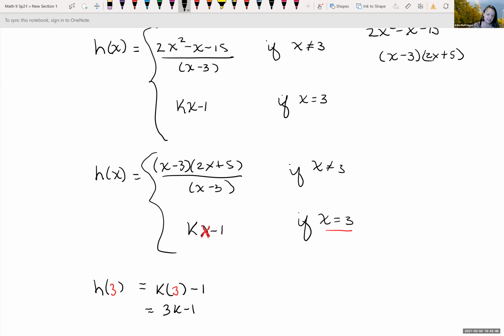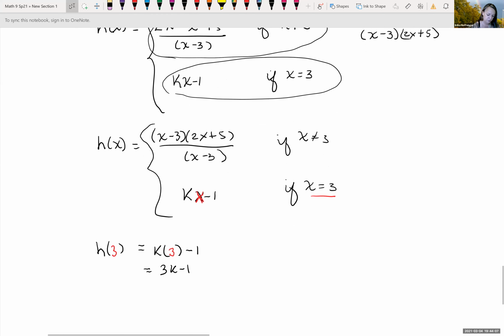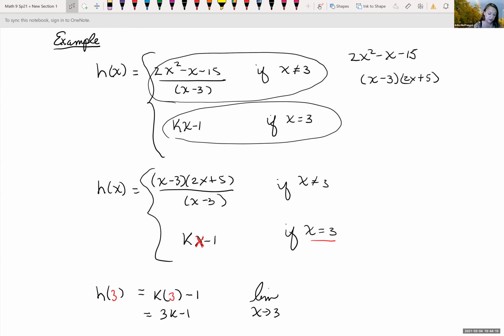In order for this to be continuous, this y value for this equation has to be the same y value as x is approaching 3 on the left and the right. Well, if we looked at the limit as x is approaching 3, if you're approaching 3 on the left, something smaller than 3, I use the first equation, x minus 3, all times 2x plus 5, all over x minus 3.